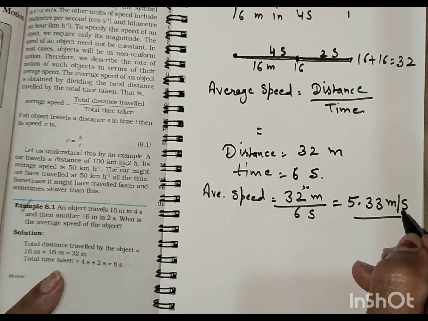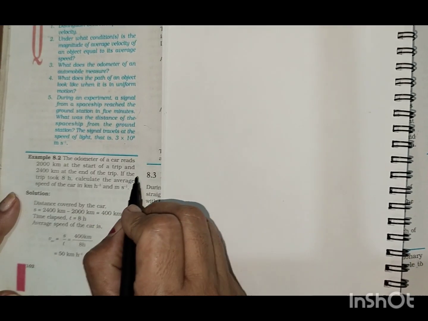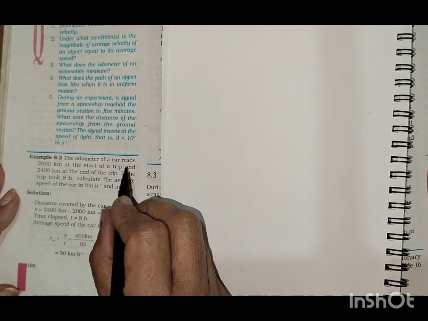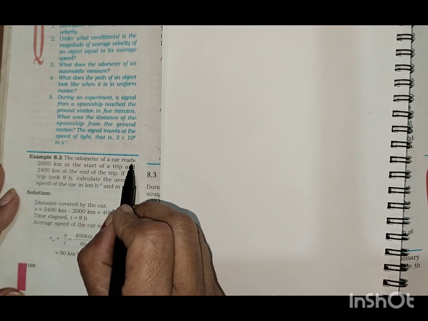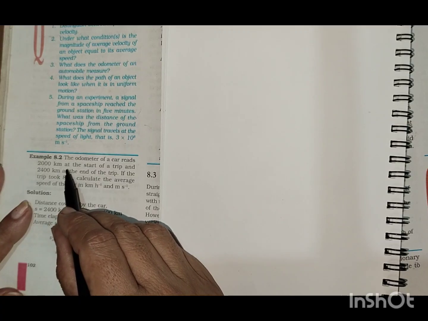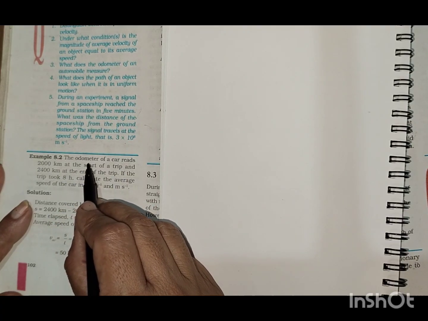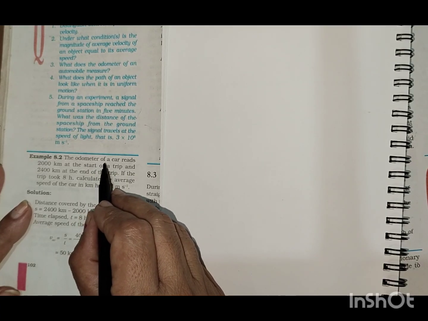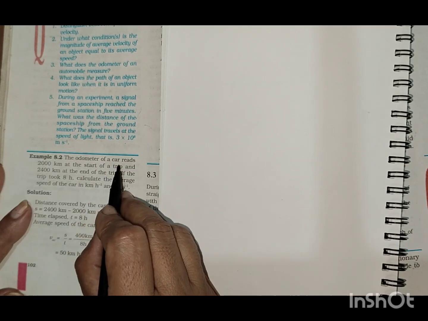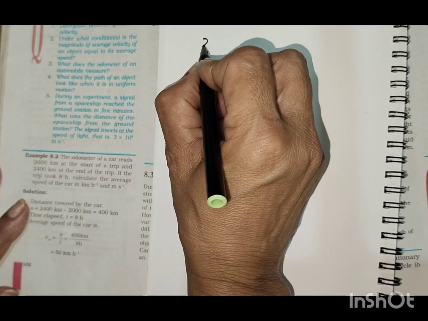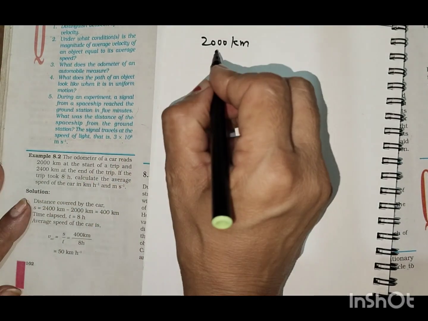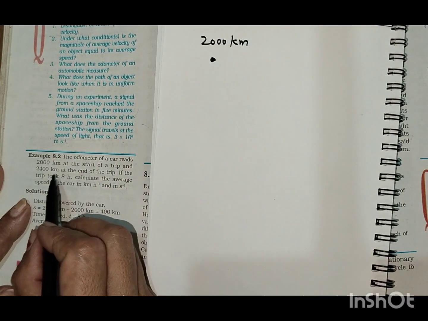Meter per second. The next numerical: read the statement of the next numerical at least 2 times. The odometer of a car reads 2000 kilometers. The car odometer measures the distance. If you know this, then the odometer measures the distance and the speedometer measures the speed. Now the odometer reads 2000 kilometers at the starting point.